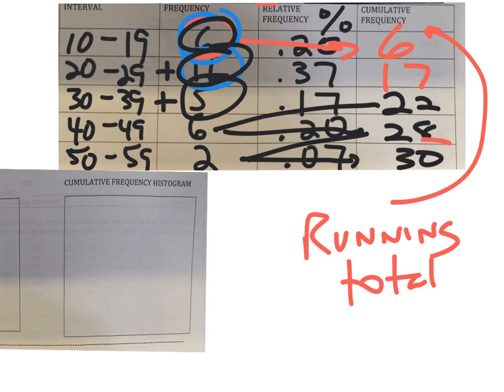A good way to check to see if you did this right is if the last value in the cumulative frequency column adds up to the total number of numbers. So here our cumulative frequency table is just simply a running total of how many data values there are up to and including that interval.